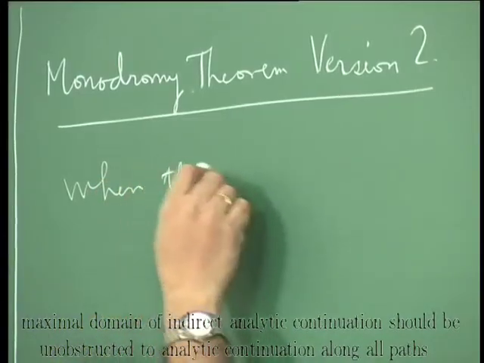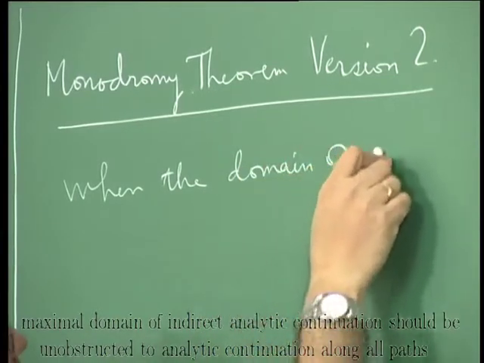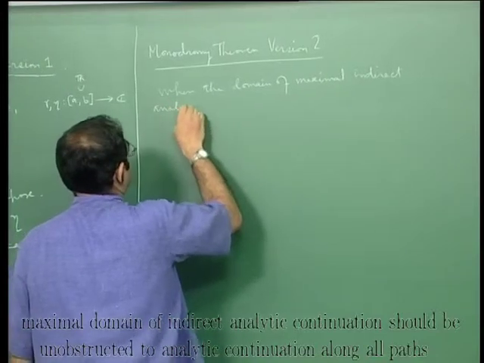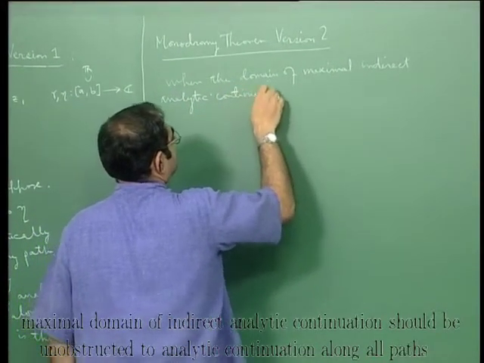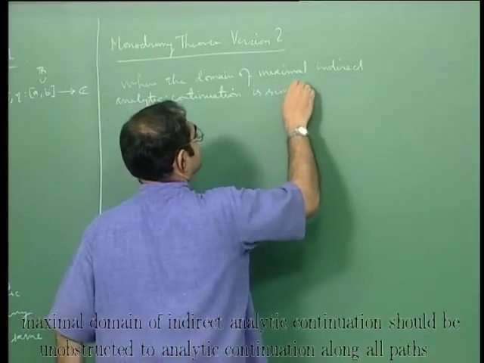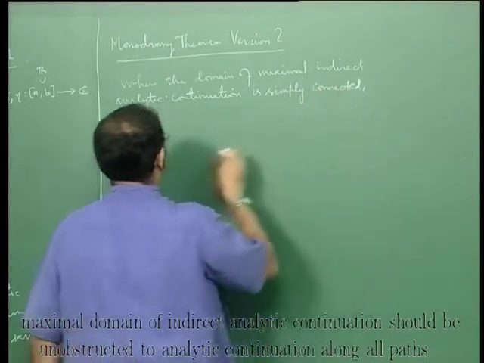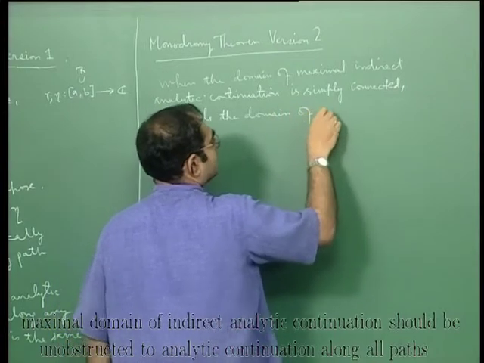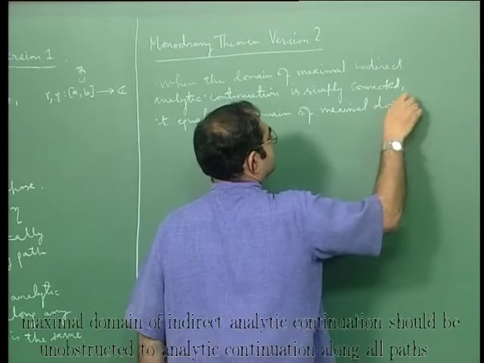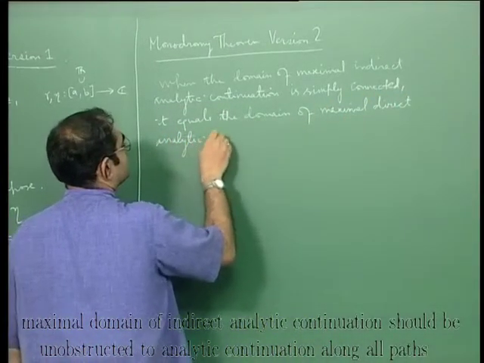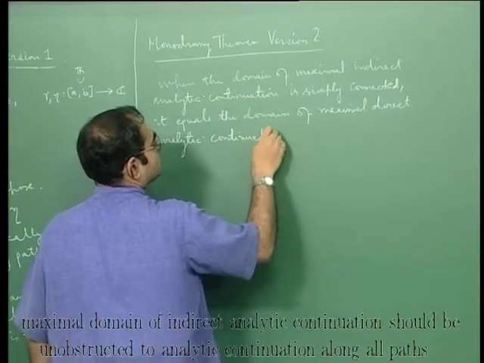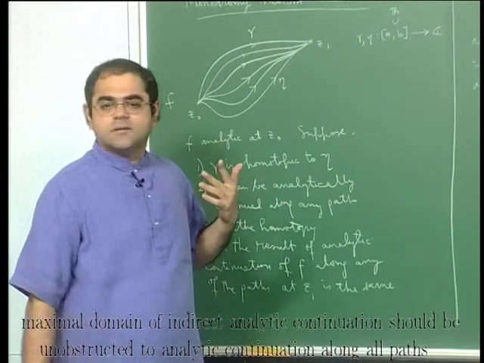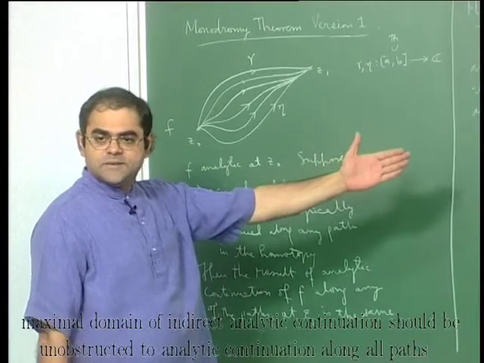When the domain of maximal indirect analytic continuation is simply connected, then it equals the domain of maximal direct analytic continuation. That is, when the domain of maximal indirect analytic continuation is simply connected, then that domain also becomes the domain of maximal direct analytic continuation. Okay, that is version 2 of the monodromy theorem.